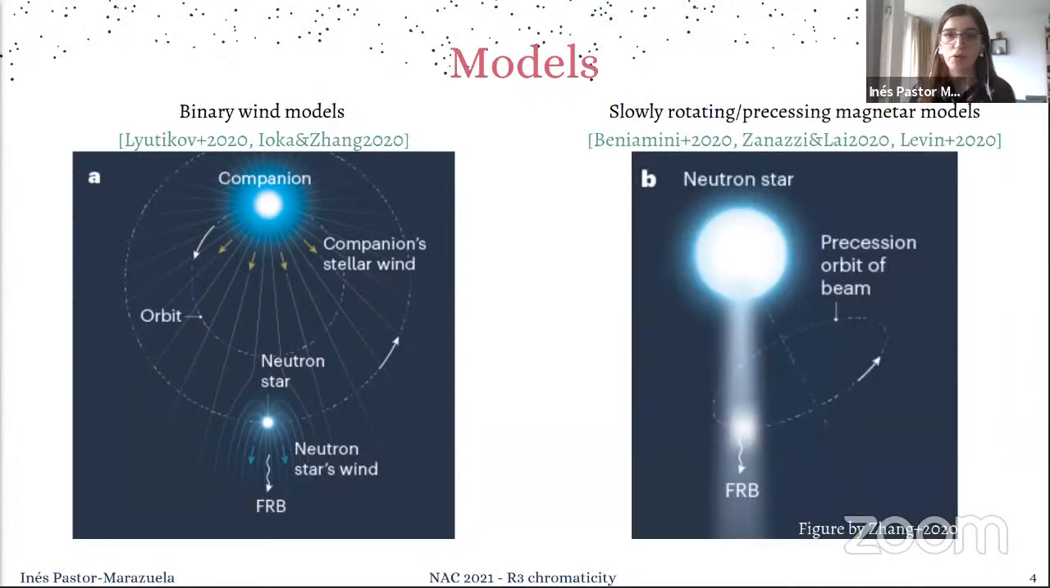The other type of models trying to give an explanation to this periodicity are the isolated neutron star models. In this case, the periodicity could be either due to the precession of the beam of the isolated neutron star or to an ultra-long period magnetar that rotates with this 16.3-day period.